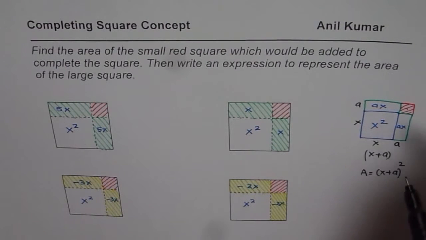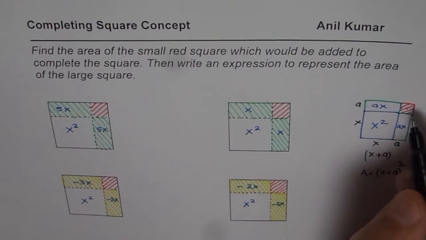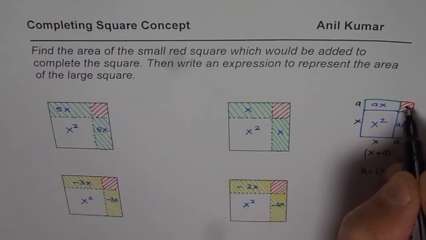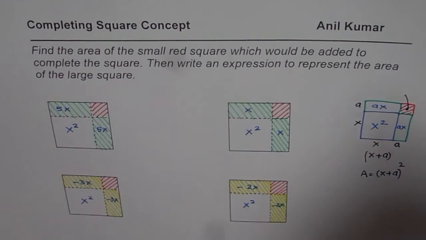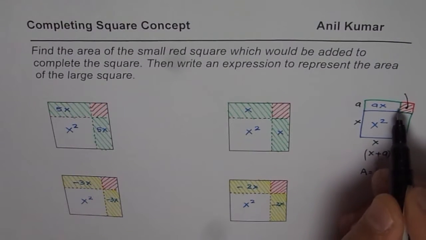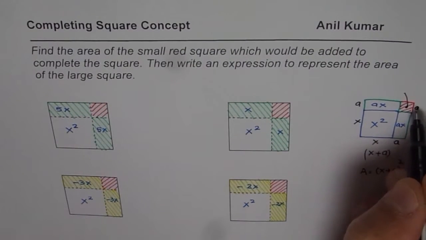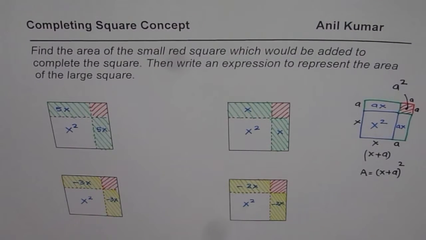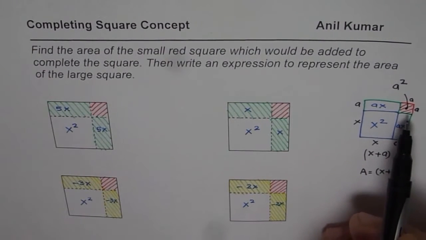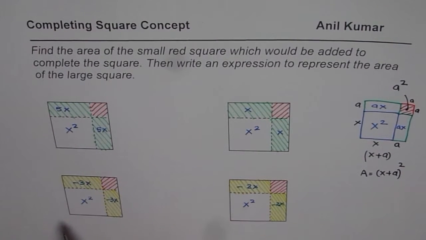That is the concept. Now in all this, what is the area of this red square? Can you tell me that? This is what we are asking for. As you can see, dimensions are a and a on either side. That means this is a, this is a. Area should be a square, right? So that is how you can solve the question. Let us apply this concept and answer these questions.